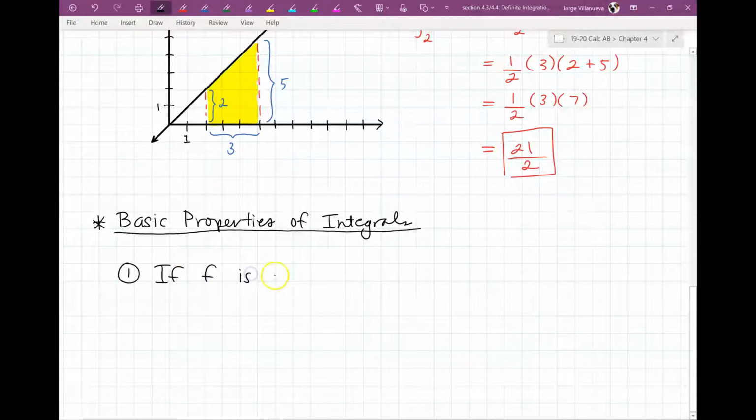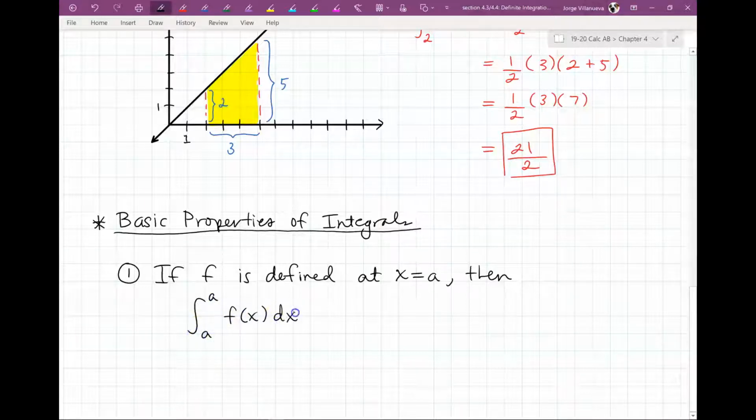if f is defined at x equal to a, then the integral from a to a of f of x dx is equal to 0. If f is defined at x equal to a, then the integral from a to a of f of x dx is 0. Can anybody make any sense of that?